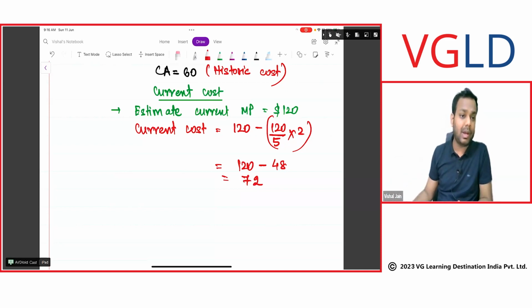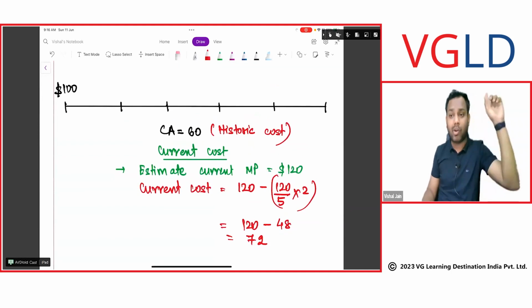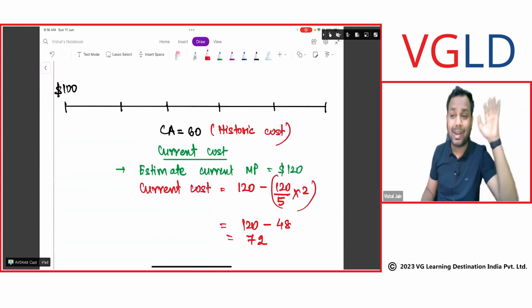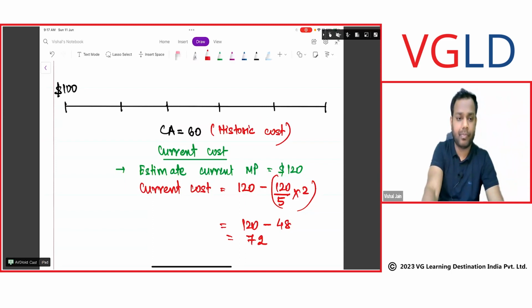Is it clear? Whoever asked me this query, is it clear? The meaning: 60 is the historic cost, the original cost at which we purchased the asset. The depreciated original cost is called the historic cost. Clear, Riddhi? This was a query of yes. I believe it is clear to you. Depreciate the current market price. Yes.